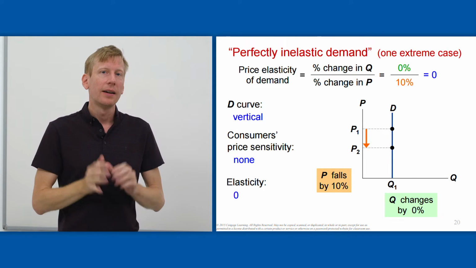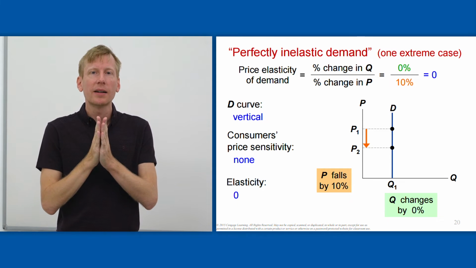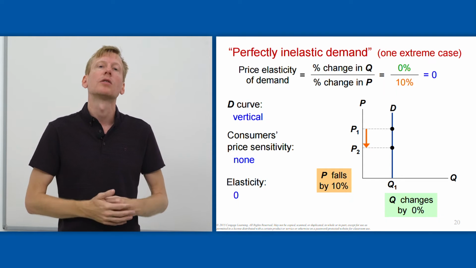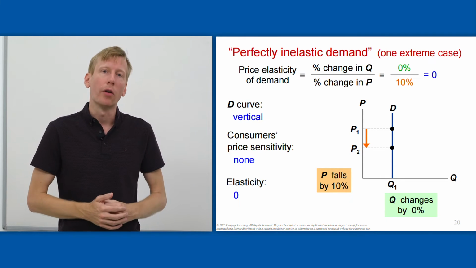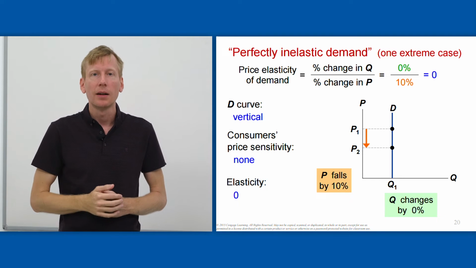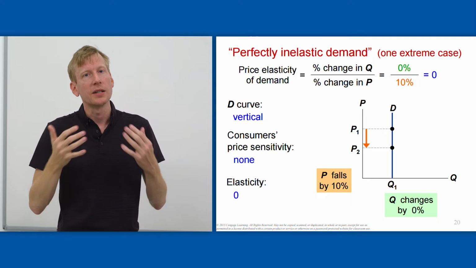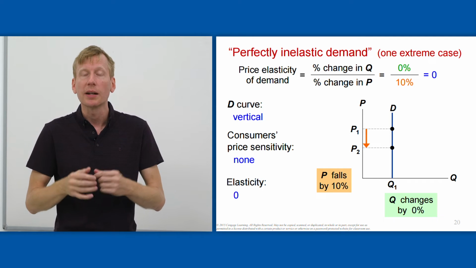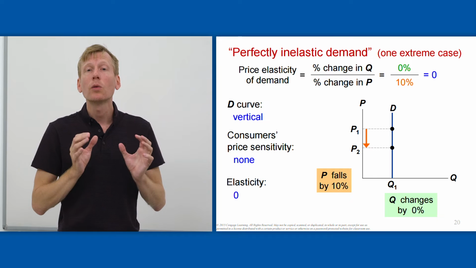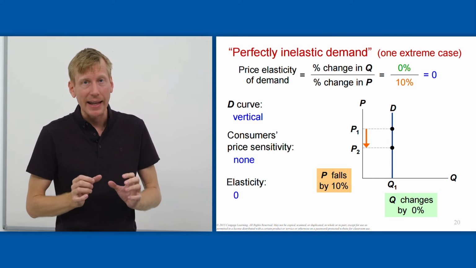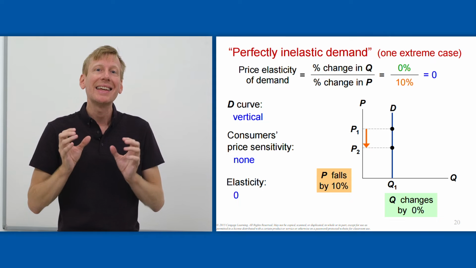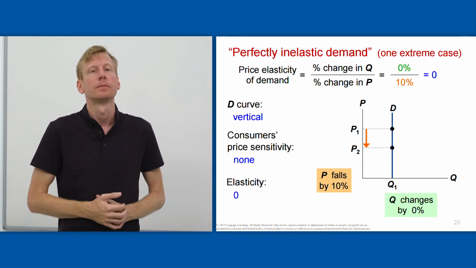Now, for this vertical demand curve, quantity never changes, so the percentage change in quantity is always 0. It's on the top of our fraction for calculating elasticity. The percentage change in price could be 10%, 20%, 40%, 50%. Percentage change in quantity would be 0. As a result, the own price elasticity of demand is always 0. This is what we mean by perfectly inelastic demand.